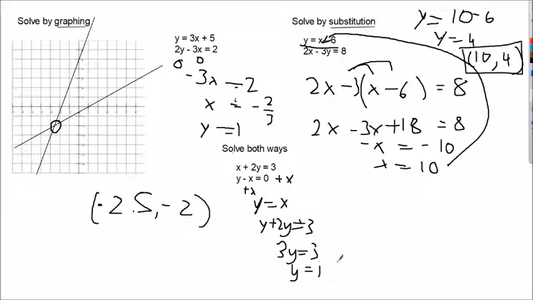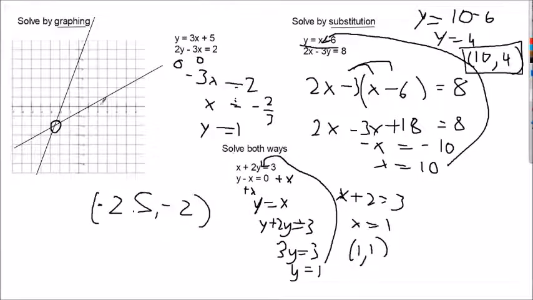Since y is equal to 1, we can put the 1 in here. We'll get x plus 2 times 1 equals 3, so x is also equal to 1. So the solution is 1, comma 1. Now we graph it.